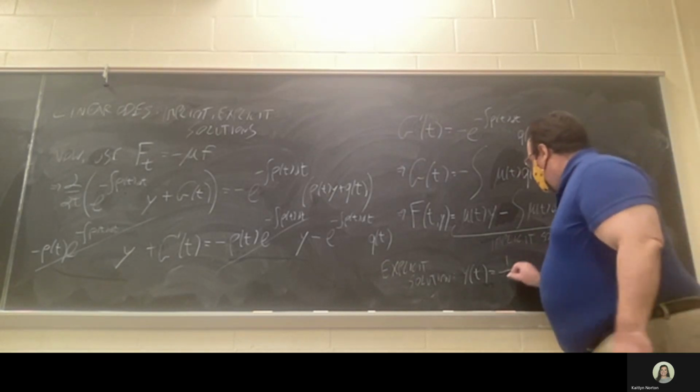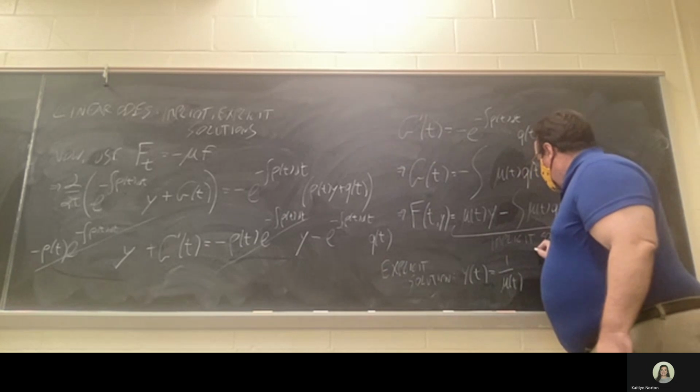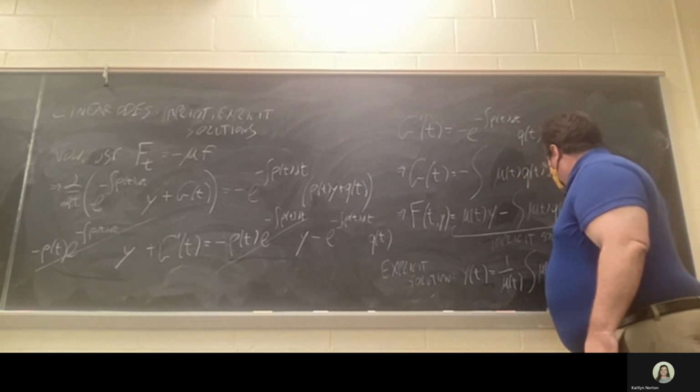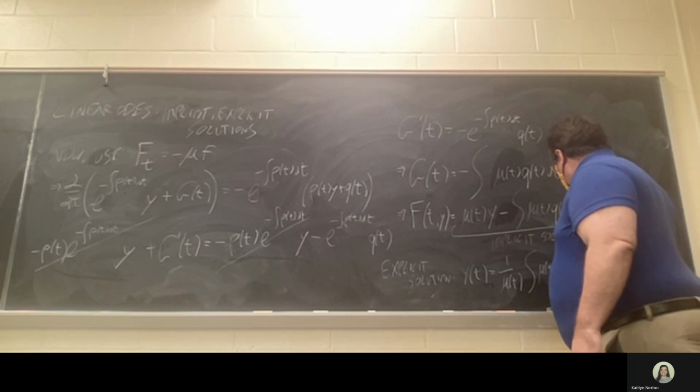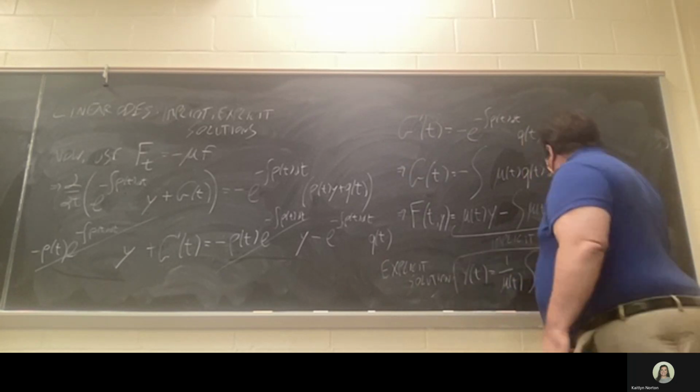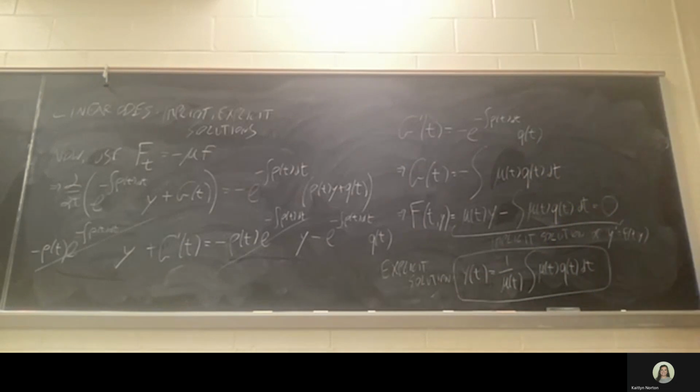So it's 1 over mu of t times the integral of mu of t q of t dt. So this is our first explicit solution formula for the ODE y prime equals p y plus q. To make clear, it's for the ODEs that fit this form. That's the explicit solution for ODEs of this form.